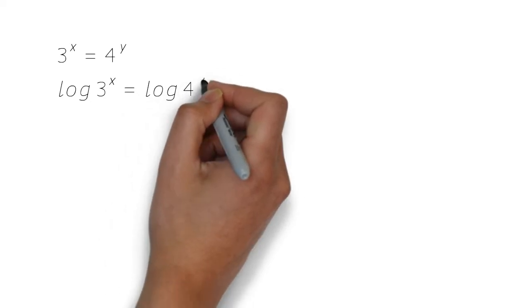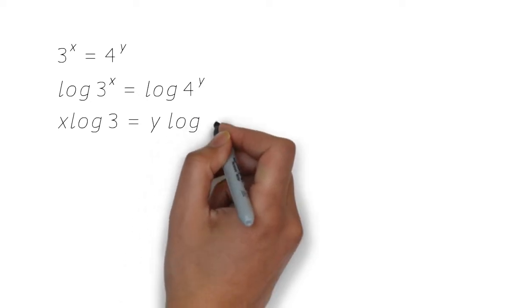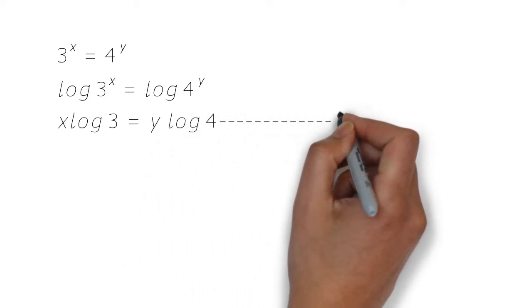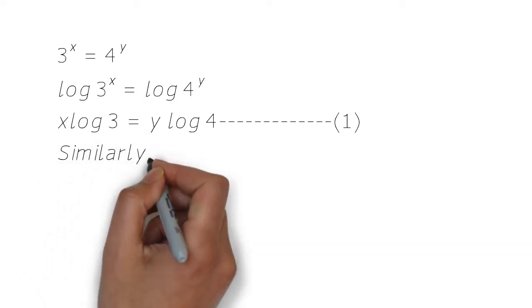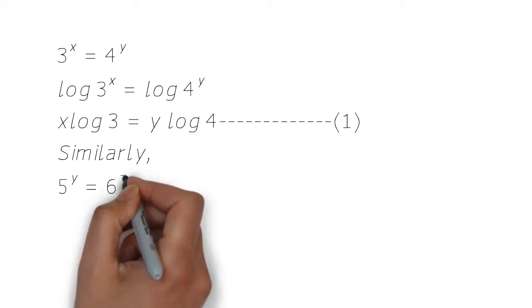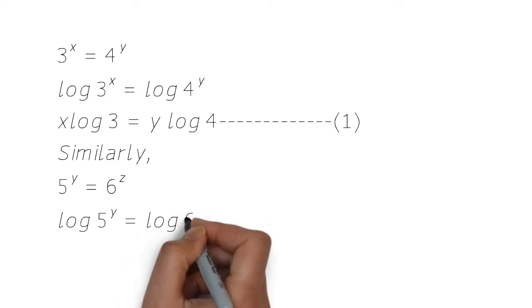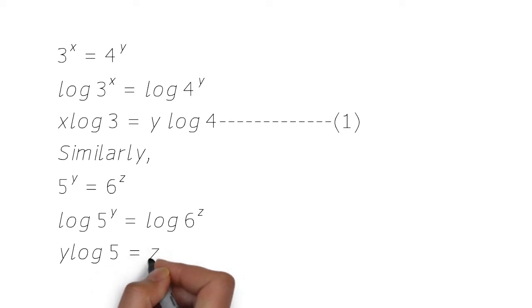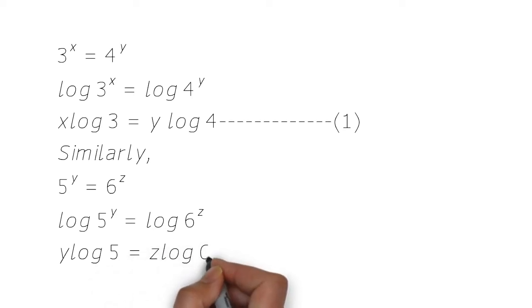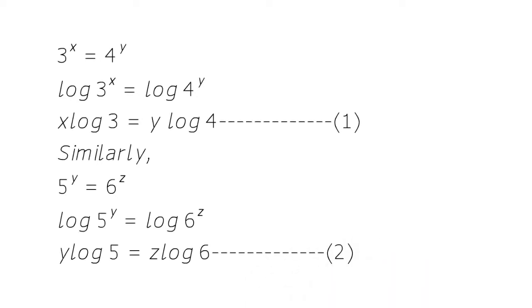So if we apply log to 3 raised by x and 4 raised by y, you have x log 3 equals y log 4. You can call that equation 1. Similarly, we also apply logarithm to the second expression, which is 5 raised by y equals 6 raised by z. If you do the same thing to that expression, you have y log 5 equals z log 6. Let's call that equation 2.